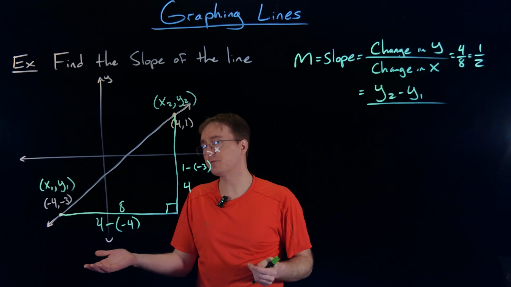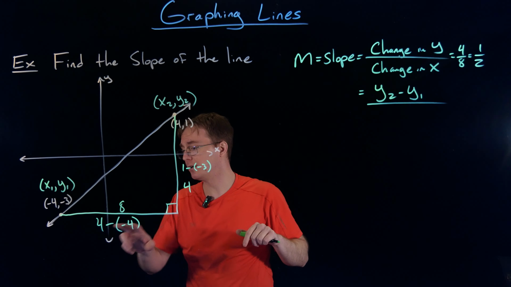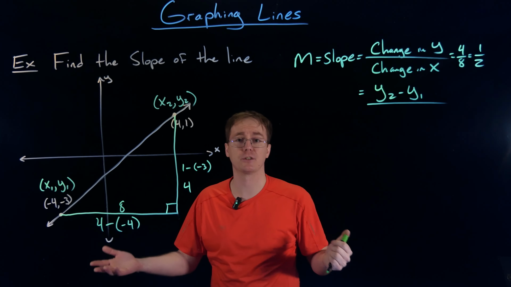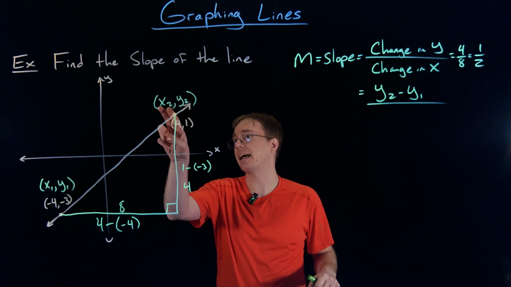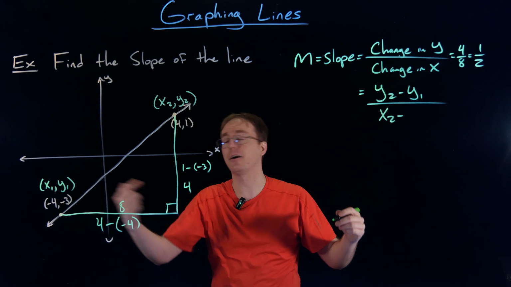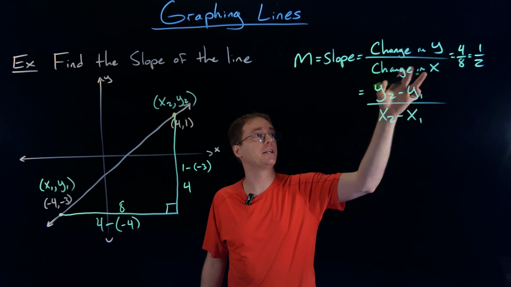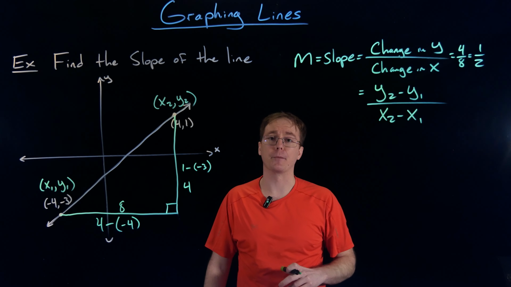And in the denominator, we need to have a similar representation for the change in x values. So the difference between our x values was this x value minus that x value. That's how we got 4 minus -4, which simplified to 8. But in general, we can write that as our first x value of x2 minus our other x value of x1. So x2 minus x1 is representing our change in x in our slope formula.